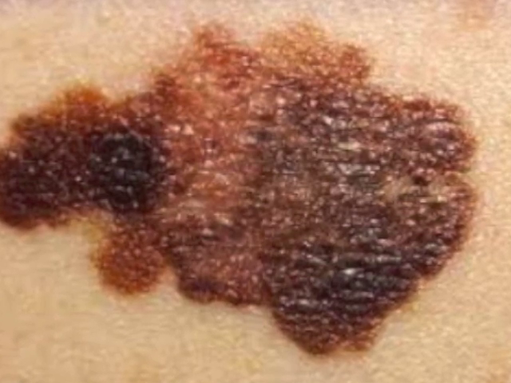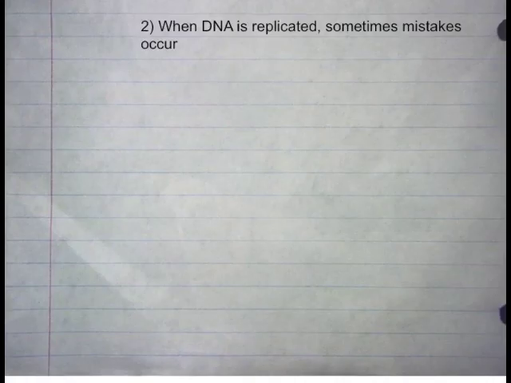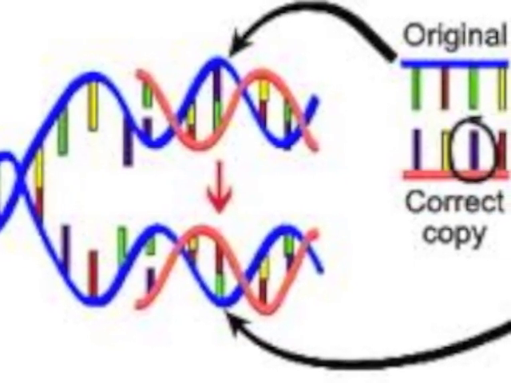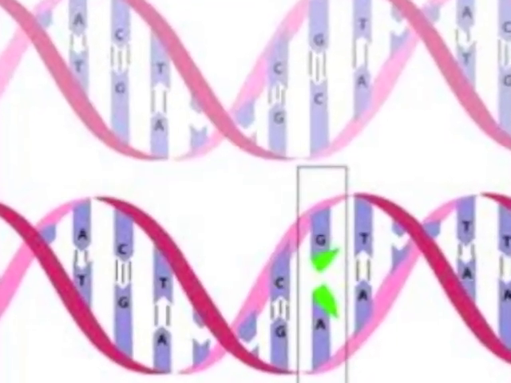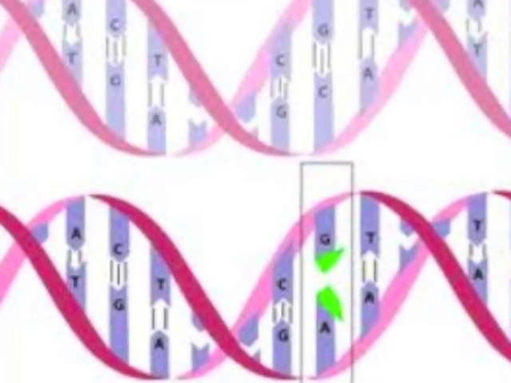When DNA is replicated, sometimes mistakes can occur. DNA replication is when one strand of DNA is turned into two. This goes so fast, however, that mistakes can be made, thus leading to a mutation. Sometimes this can result in cell death.